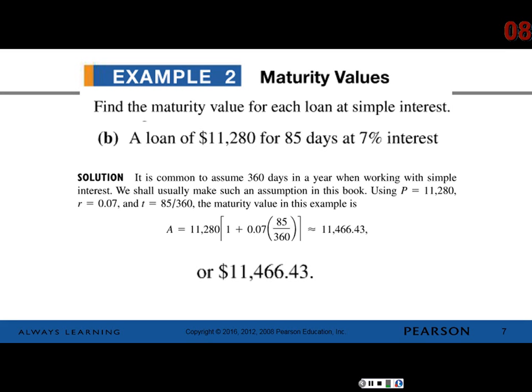So you borrowed $11,280, and at the end of 85 days, you actually paid an interest amount that is the difference between the $11,466.43 and the $11,280 you actually borrowed. Of course, 85 days is not a very long time. That's less than 3 months.